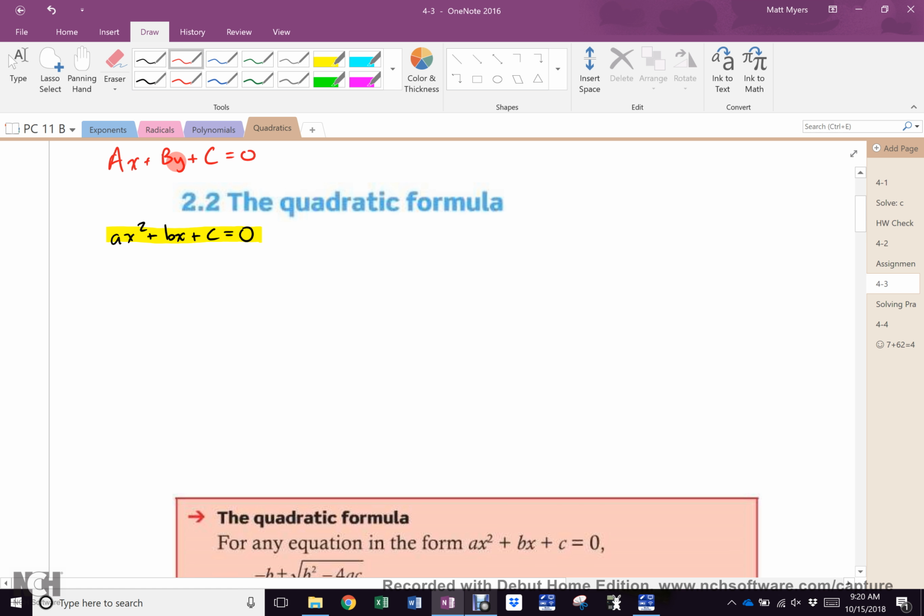What did we call that? You already said it, Louis. General form. General form? Yes, sir. General form of a line, right? This is general form of a parabola. And we're going to talk about those a ton.